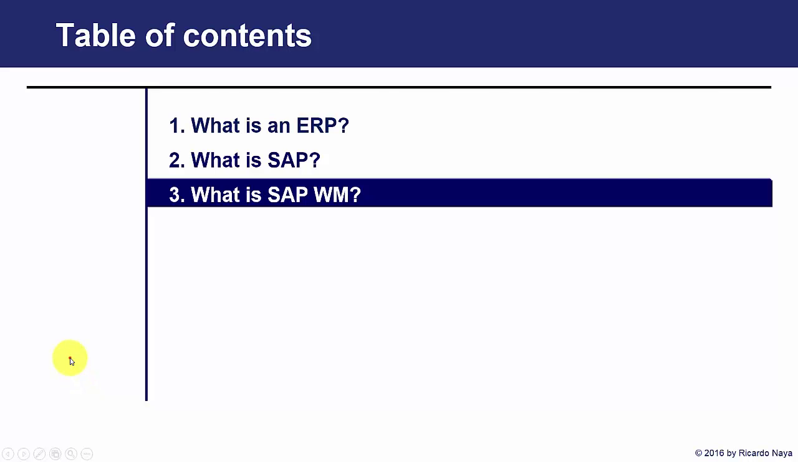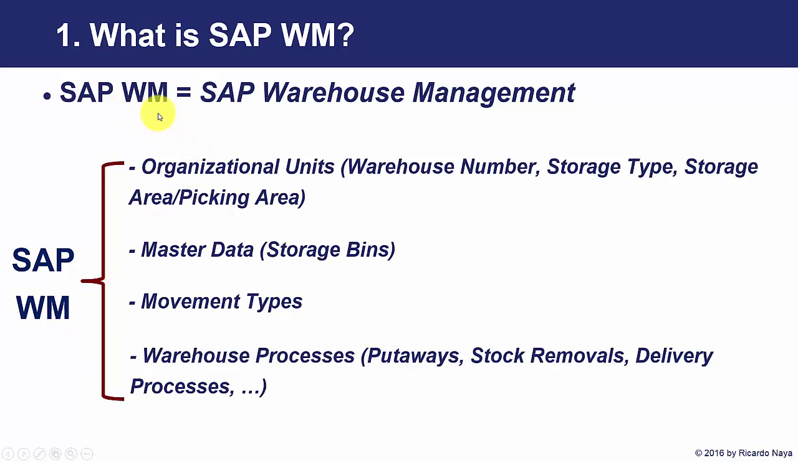What is SAP Warehouse Management? SAP Warehouse Management is the system in SAP where we can manage different locations in our warehouse. So we are going to have different organizational units such as warehouse number, storage type, storage area or picking area. We are going to have different master data that we are going to see in more detail, such as storage bins.